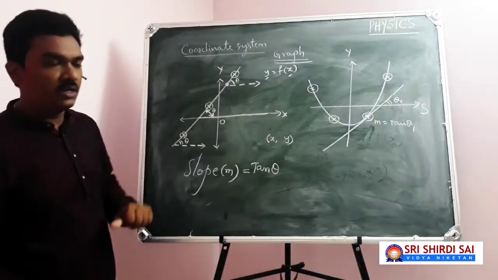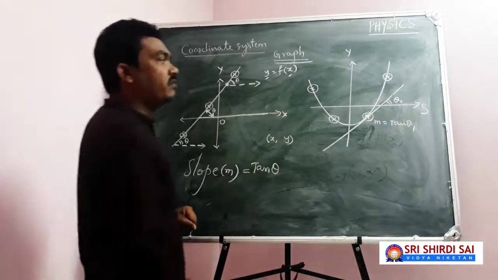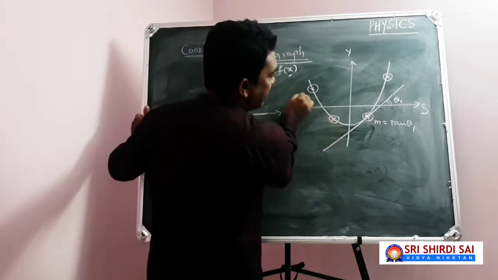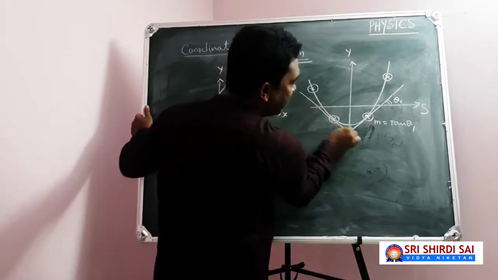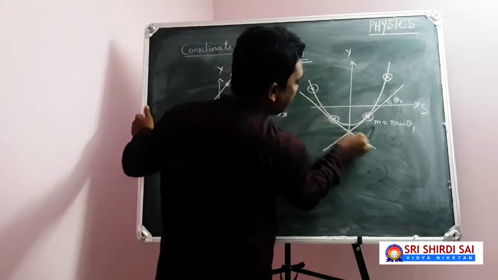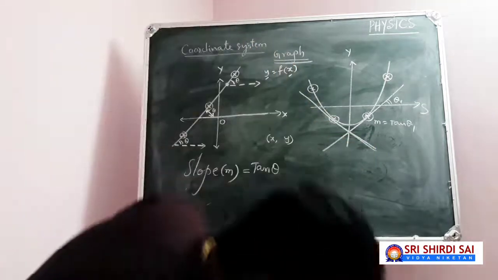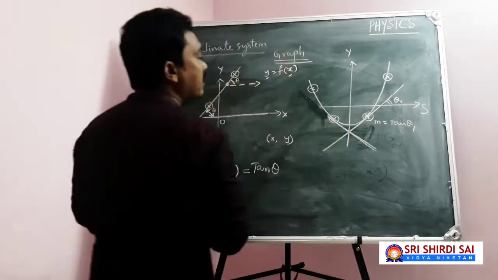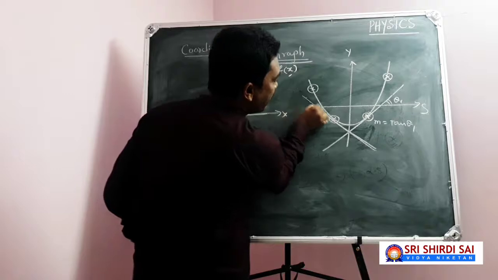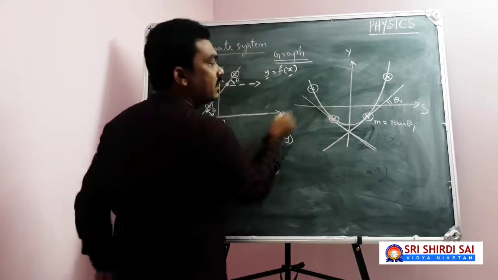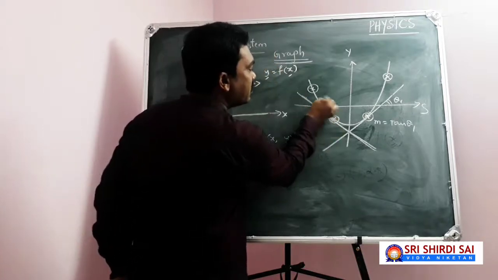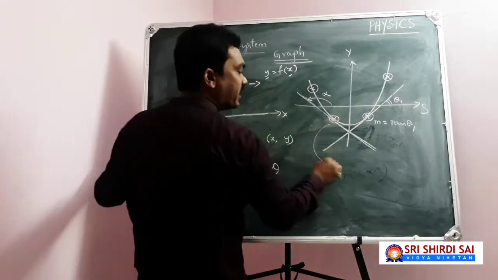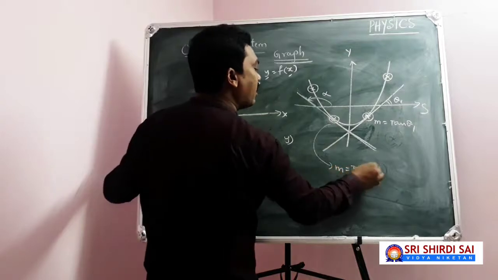Sir, I don't want to find the slope at that point. I wish to find the slope at this particular point. Then draw the tangential line at that particular point here. A tangential line should be drawn at that particular point. Then this tangential line is going to make an angle with positive direction of x-axis. Then slope at that particular point will be m equal to tan alpha.